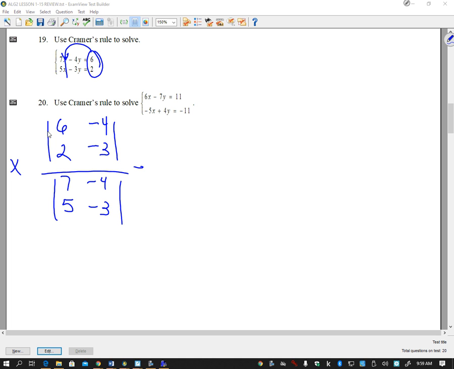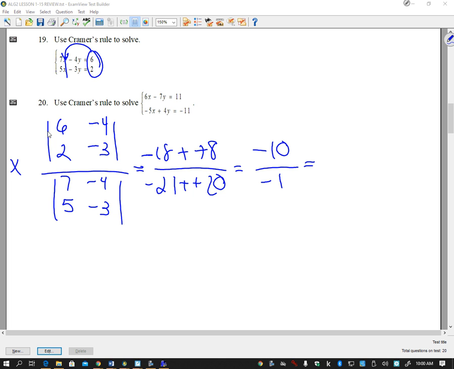Now, hopefully we understand how to do a 2 by 2 determinant. We're taking 6 times negative 3, which is negative 18, and we're subtracting 2 times negative 4, which is negative 8. So we've got negative 18 plus 8, which is negative 10. Over here, we've got 7 times negative 3, which is negative 21, minus 5 times negative 4, which is negative 20. So we have negative 21 plus 20, or negative 1, which gives me an answer of 10. So the x value there is 10. Was that easier to understand than before?